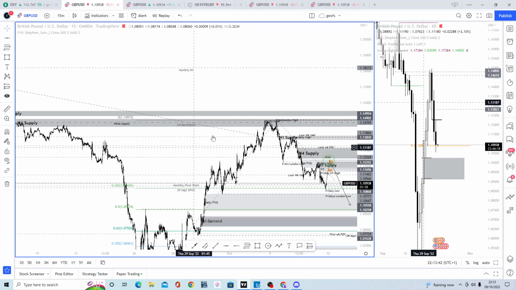Well, how about that? Fibonacci magic. And then down to the halfway point. Boom. That's where we're going. What do you think? Alright, well, we'll see tomorrow. I'll leave that fib there just for fun.